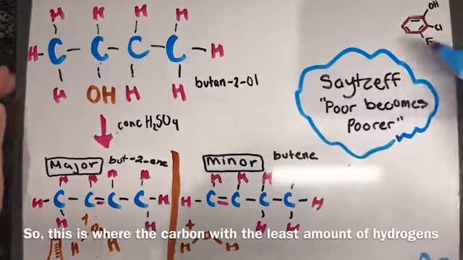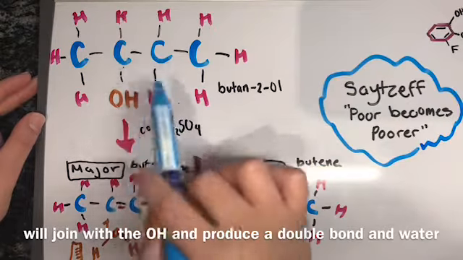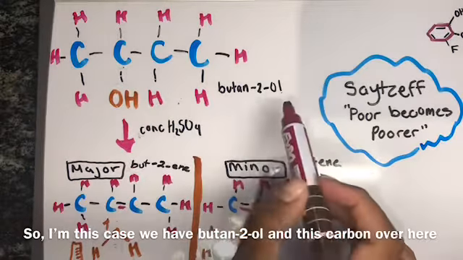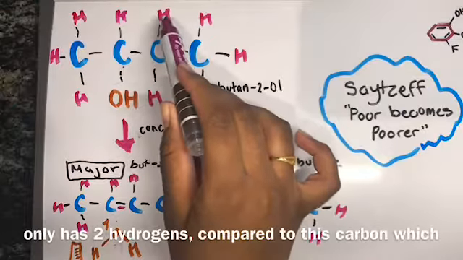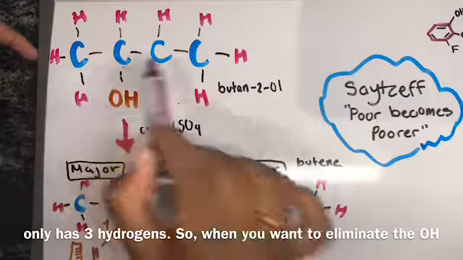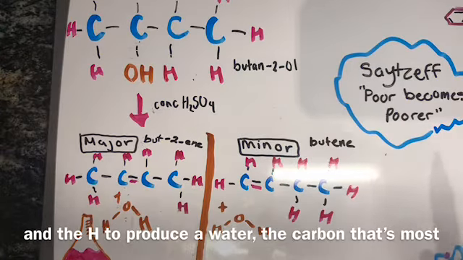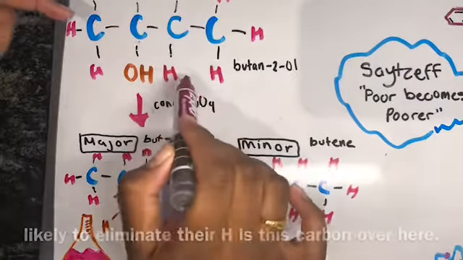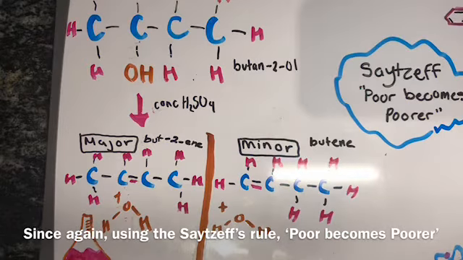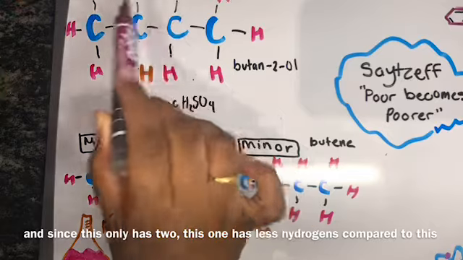So this is where the carbon with the least amount of hydrogens will join with the OH and produce a double bond and water. So in this case, we have butane-2-ol. And this carbon over here only has 2 hydrogens, compared to this carbon, which has 3 hydrogens. So when you want to eliminate the OH and the H to produce the water, the carbon that's most likely to eliminate their H is this carbon over here. Since again, using Saytsev's rule, poor becomes poorer. And since this only has 2, this one has less hydrogens compared to this.